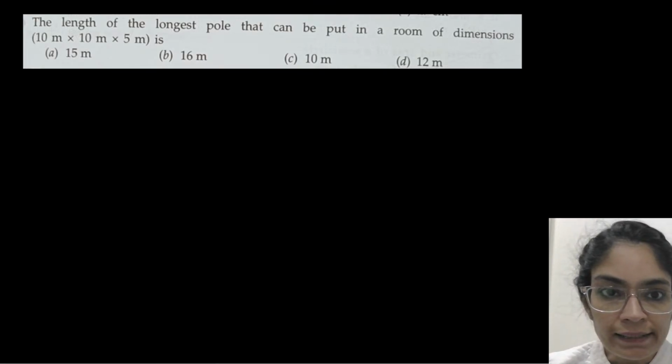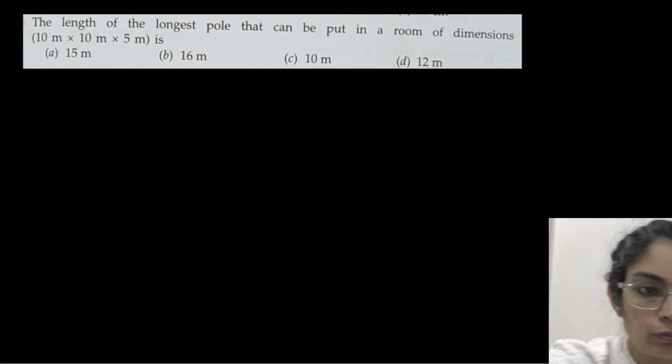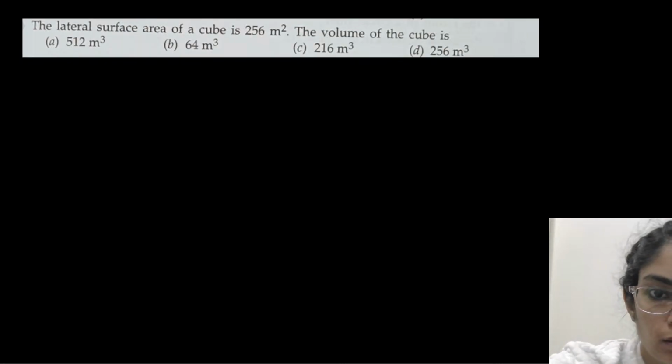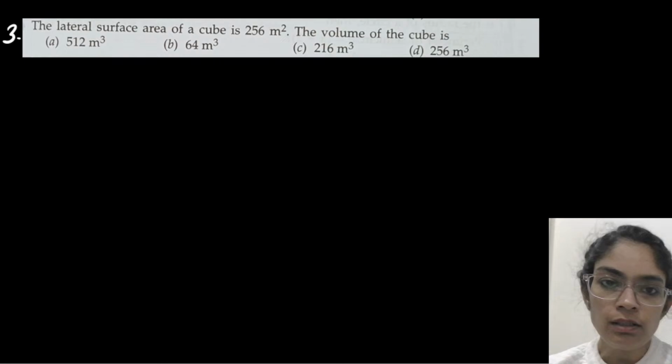The length of the longest pole that can be, okay, this question we don't have to do because it involves a different figure. Let's do this question. This is question number three.